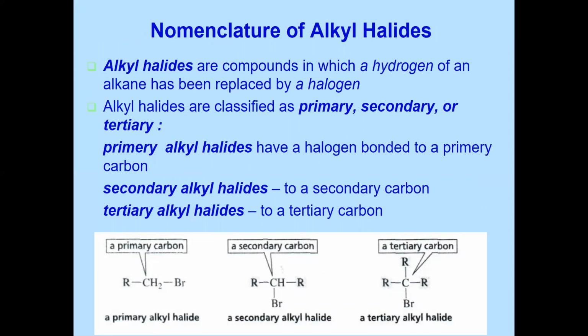Nomenclature of alkyl halides. Alkyl halides are compounds in which a hydrogen of an alkane has been replaced by a halogen. Alkyl halides are classified as primary, secondary, or tertiary. Primary alkyl halides have a halogen bonded to a primary carbon, secondary alkyl halides to a secondary carbon, tertiary alkyl halides to a tertiary carbon.